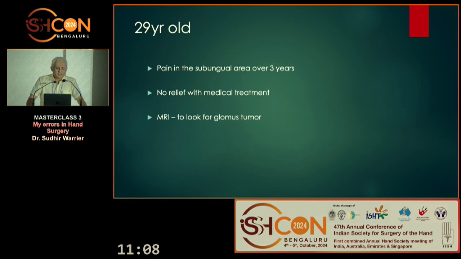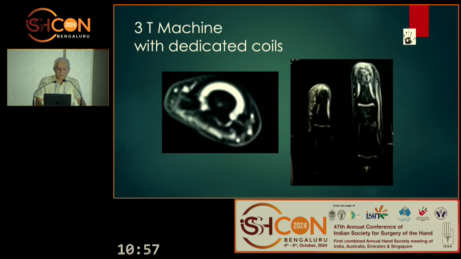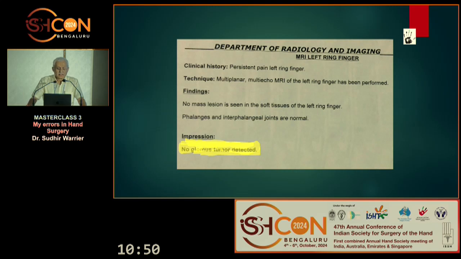Brings me to this patient, who has had pain in the subungual area over 3 years, has had an MRI, no relief, and we're looking for a glomus tumor, reported as no glomus tumor. That's the MRI, doesn't show anything great, wasn't done with the contrast, and it said no glomus tumor detected.